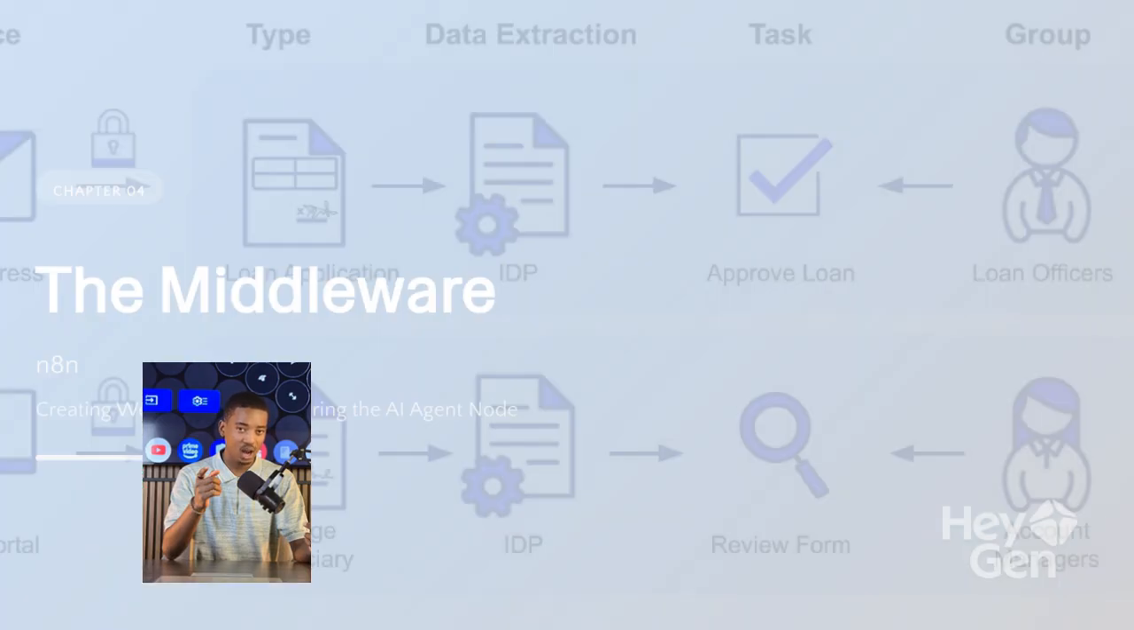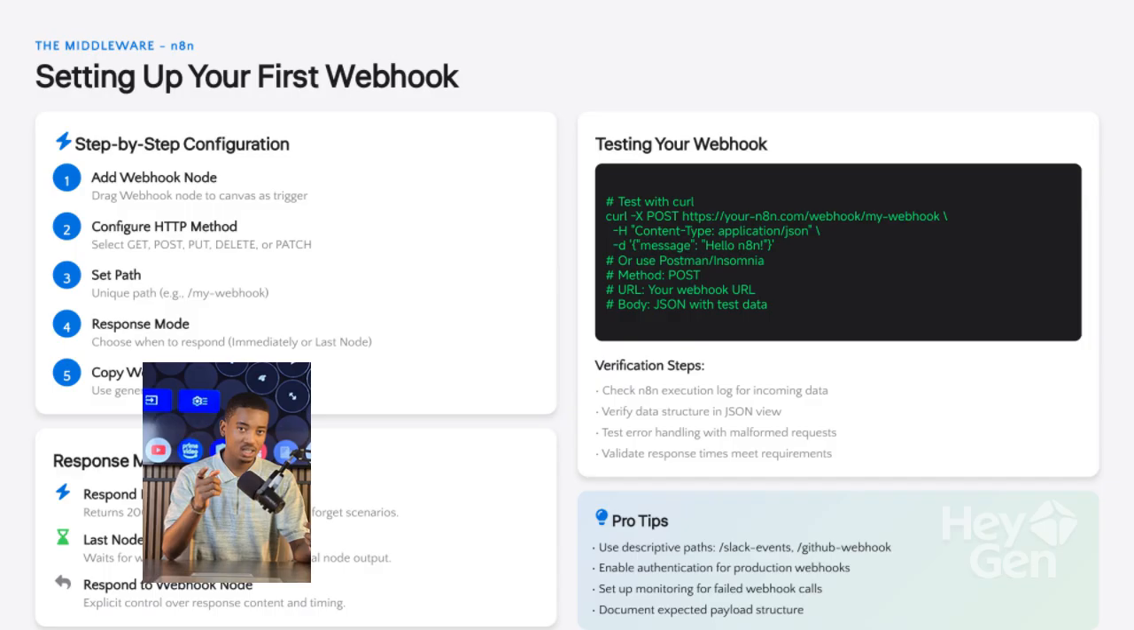Now that we've covered the brain, let's move on to the middleware. In n8n, we'll explore creating webhooks and configuring the AI agent node. Setting up a webhook in n8n is a straightforward process. You can add a webhook node, configure the HTTP method and path, and choose when to respond.